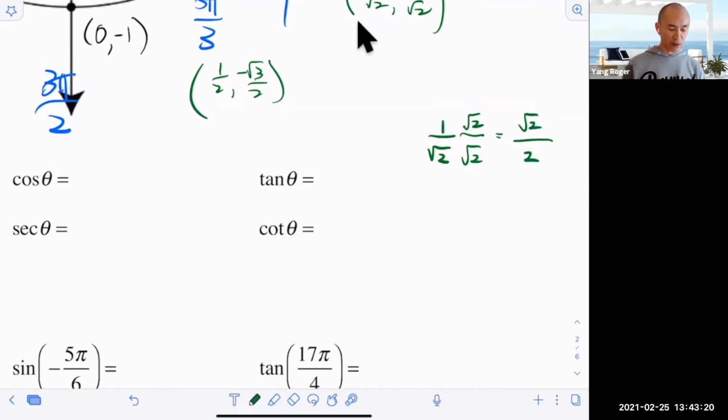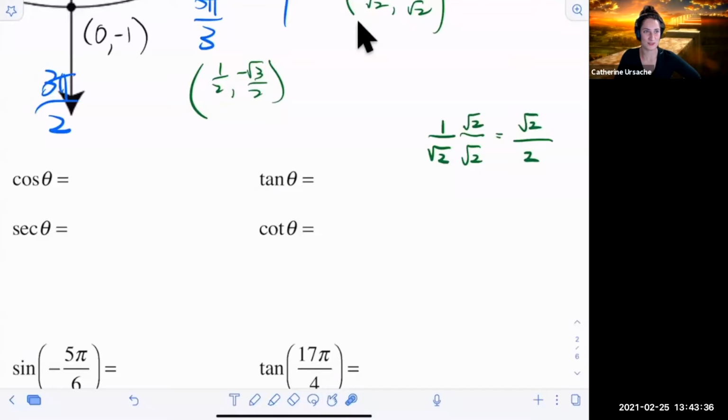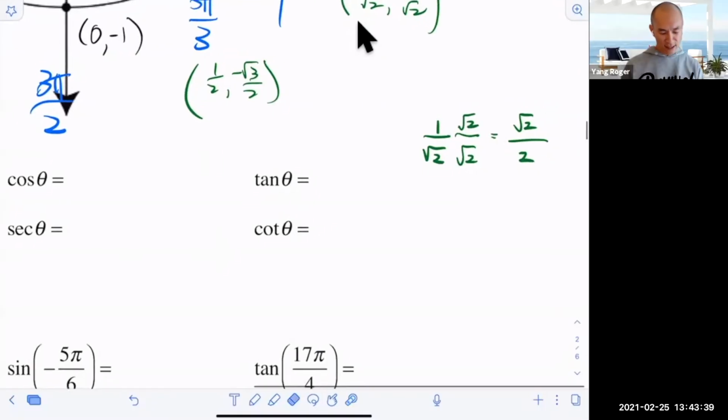So in a traditional math class, students are taught not to have a radical in the denominator. But for me, I don't care. So I just leave the radical in the denominator. But if you rationalize it, that's fine. Okay, I just wanted to make sure I wasn't doing something wrong. You are not.